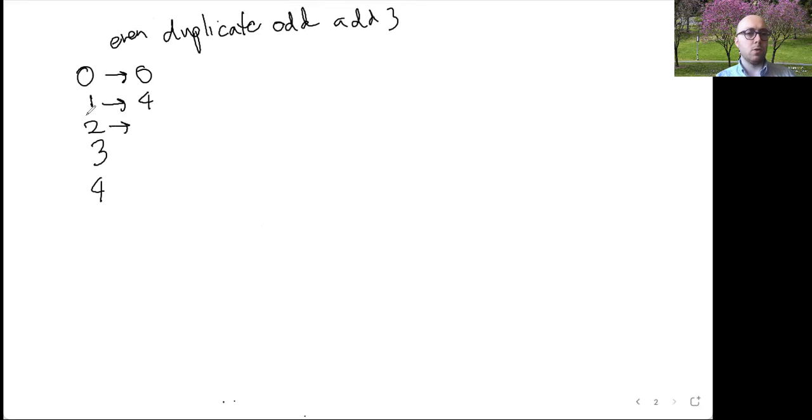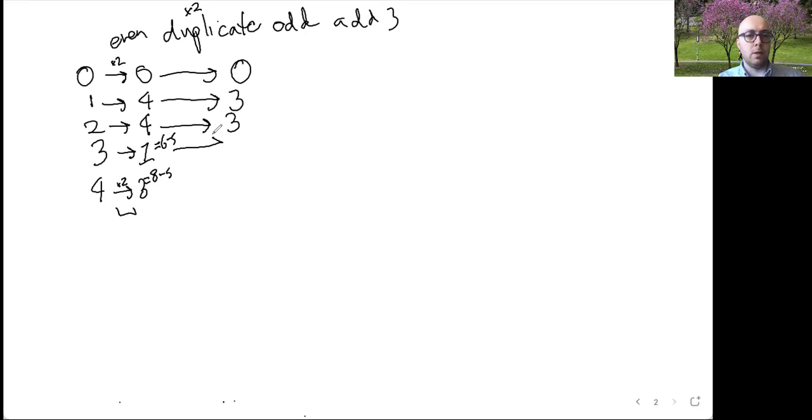2 is even, so we duplicate or multiply by 2, and we get 4. 3 is odd, so when we add 3 to it, we get 6, which is the same thing as 1. And 4, if you duplicate it, you get 8, which is the same thing as 3. Then if we multiply 0 by 2, we get 0 again. 4 goes to 3, 1 goes to 4, and 3 goes to 1.